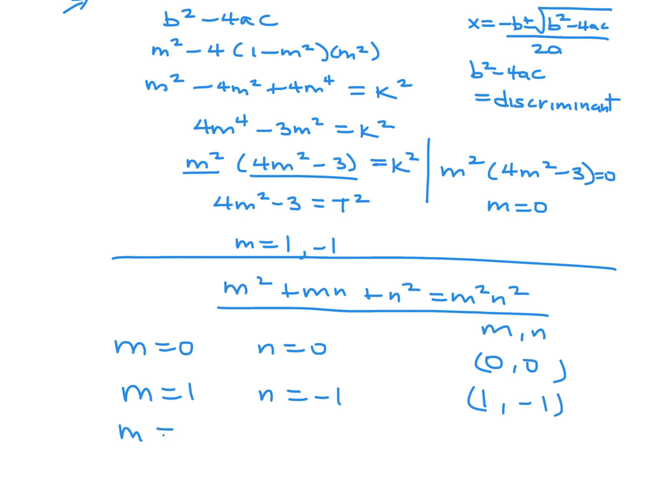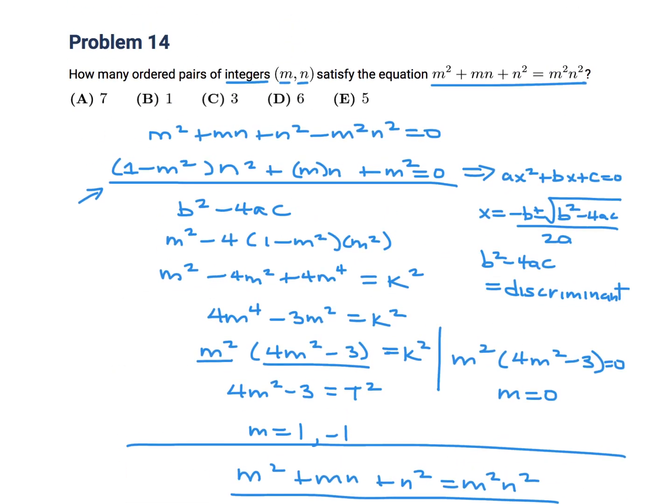And then when m is, what's the next one here? Negative 1, n will be 1. So this will be (-1, 1). So we got 3 of these, 3 solutions, and therefore the original question's answer is C.